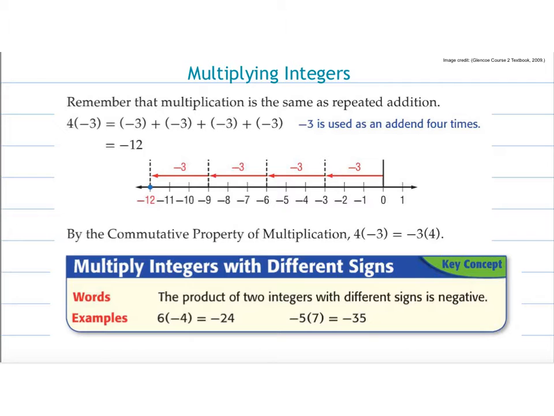By the commutative property of multiplication, 4 times negative 3 is the same as 3 times negative 4. You can flip the numbers and it still equals the same. Here is the key thing to know: the product of two integers with different signs is negative. A positive times a negative is negative. A negative times a positive is negative. If the signs are different, the answer will be negative. That's shown here in the two examples.